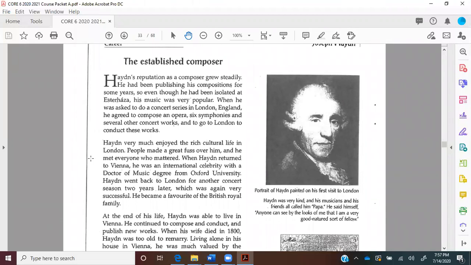Haydn's reputation as a composer grew steadily. He had been publishing his compositions for some years, so even though he had been isolated at Esterhazy, that's kind of the name of their place, his music was very popular. When he was asked to do a concert series in London, England, he agreed to compose an opera, 6 symphonies, and several other concert works, and to go to London to conduct these works.